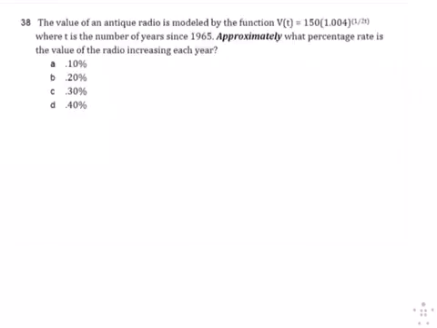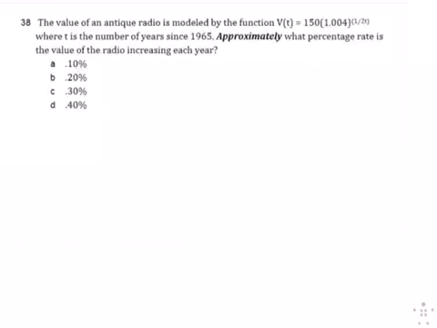38. The value of an antique radio is modeled by the function v of t equals 150 times 1.004 to the 1/2 t, where t is the number of years since 1965. Approximately what percentage rate is the value of the radio increasing each year?